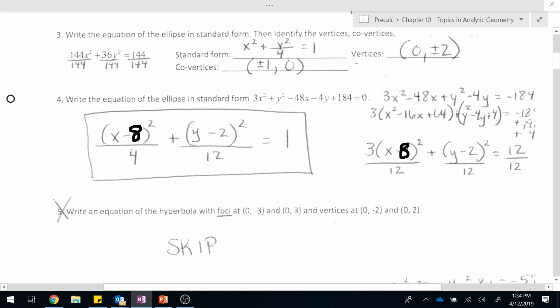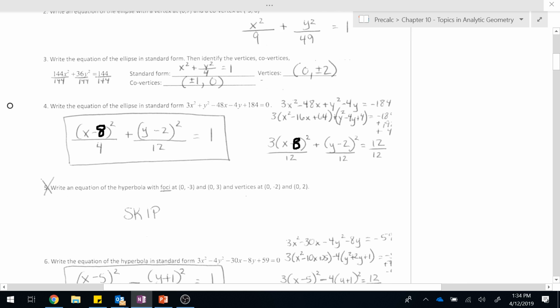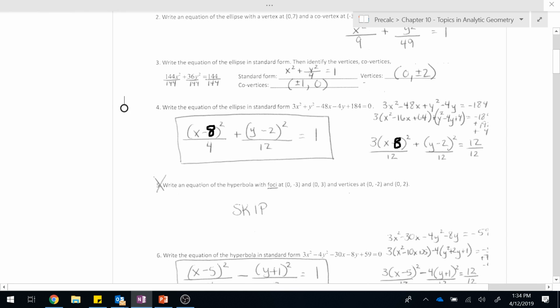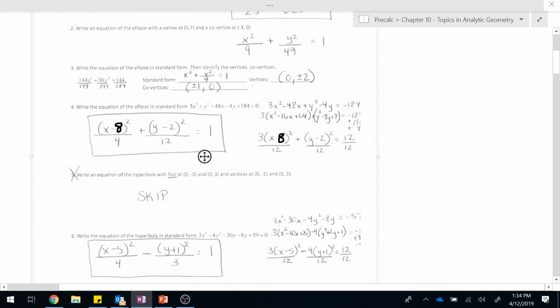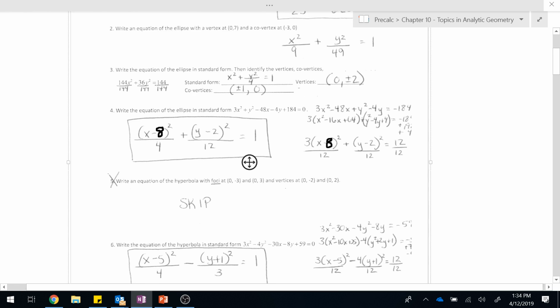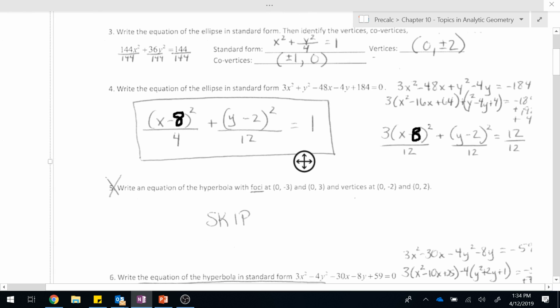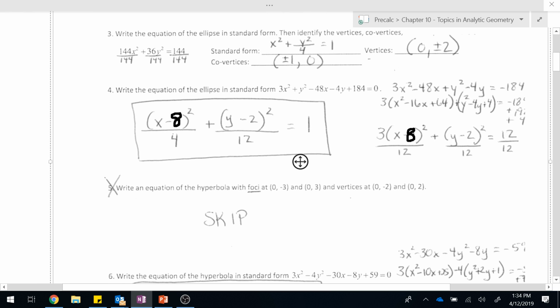Number 4. Standard form, you simplify by completing the square. And you will have x minus 8 quantity squared over 4 plus y minus 2 squared over 12 equals 1. Why would I have gotten 4 instead of 8 when I got 2 right? Why did I get 1 number wrong? Okay, you're talking about at the center?